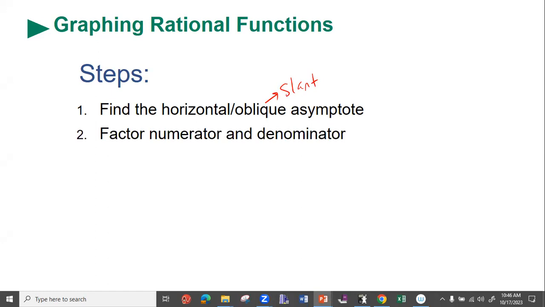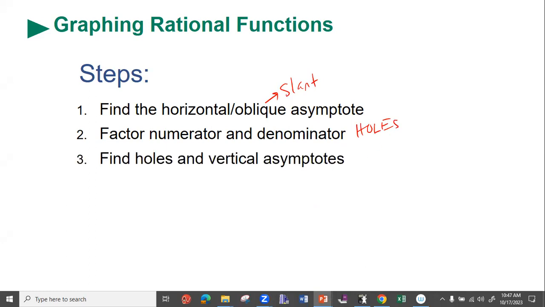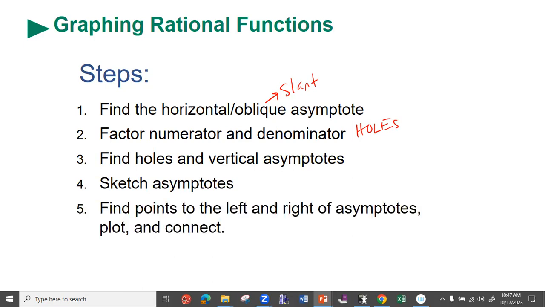Asymptote. Then you want to factor your numerator and your denominator. The reason why we want to factor is to see if there are any holes. Okay, we're going to check for holes. So we're going to find the holes and vertical asymptotes if they exist. And then we're going to sketch our asymptotes. And we're going to find points to the left and right of the asymptotes to plot and connect.